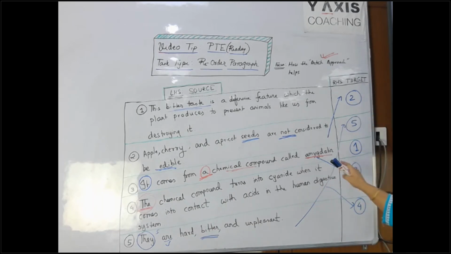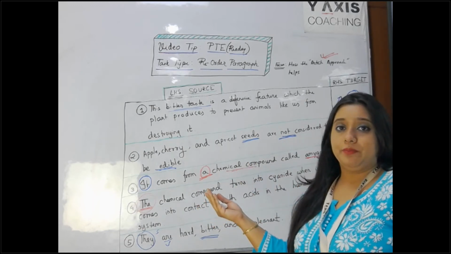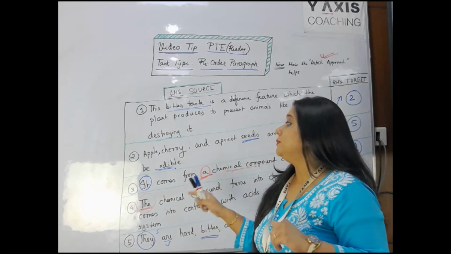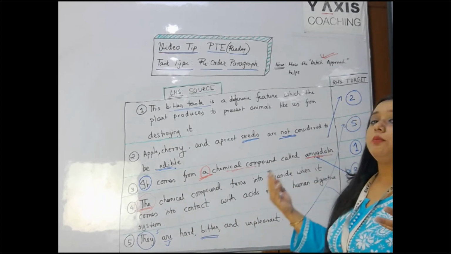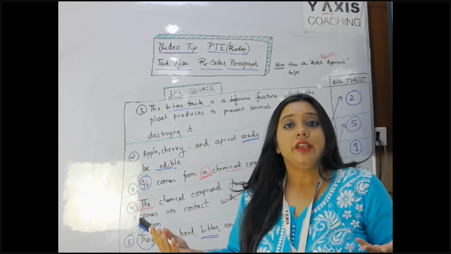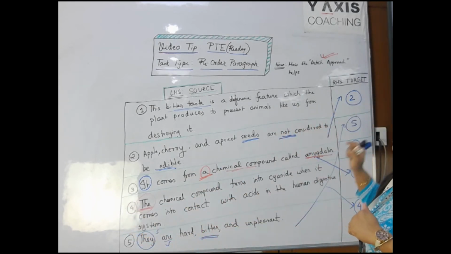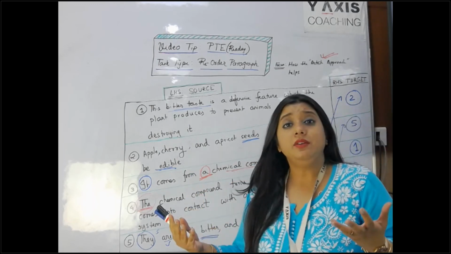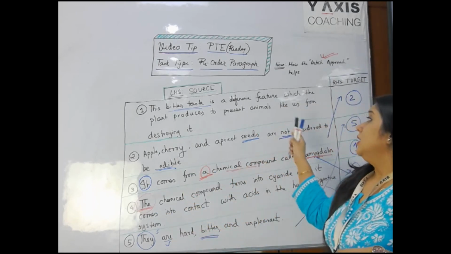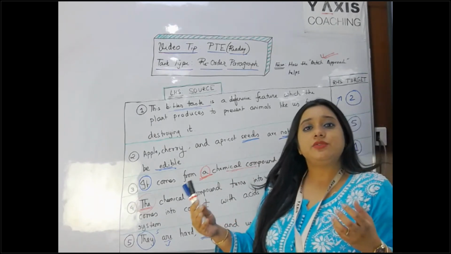So the first sentence is 2. Apple, cherry, and apricot seeds are not considered to be edible. Okay. Now, what more do we know about these seeds? Number 5. They are hard, bitter, and unpleasant. They is referring to the seeds. Okay. Next, number 1. This bitter taste. Now, in the previous sentence, it has already been said that they are bitter. So, this bitter taste is a defensive feature which the plant produces to prevent animals from destroying them.